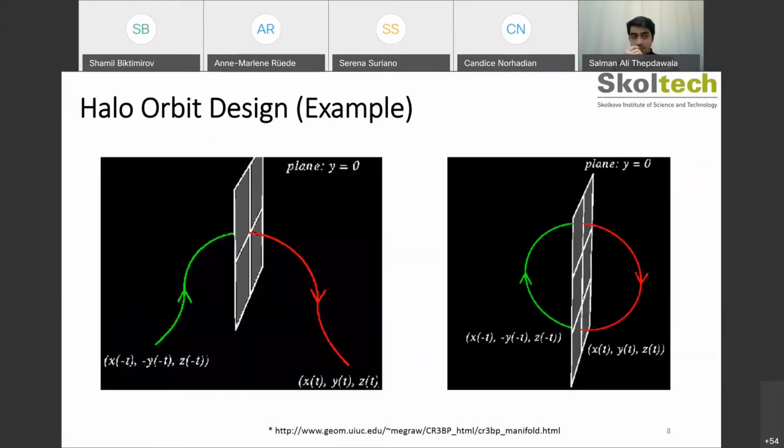So let's start with the orbit design. For any mission that you have, you need to design an orbit. I'm just going to focus this presentation on one orbit right now, the halo orbit.